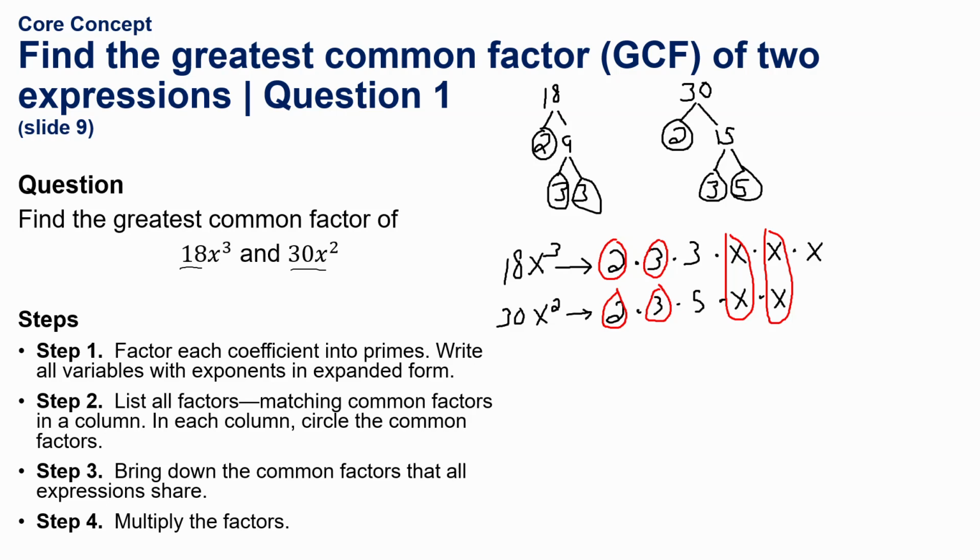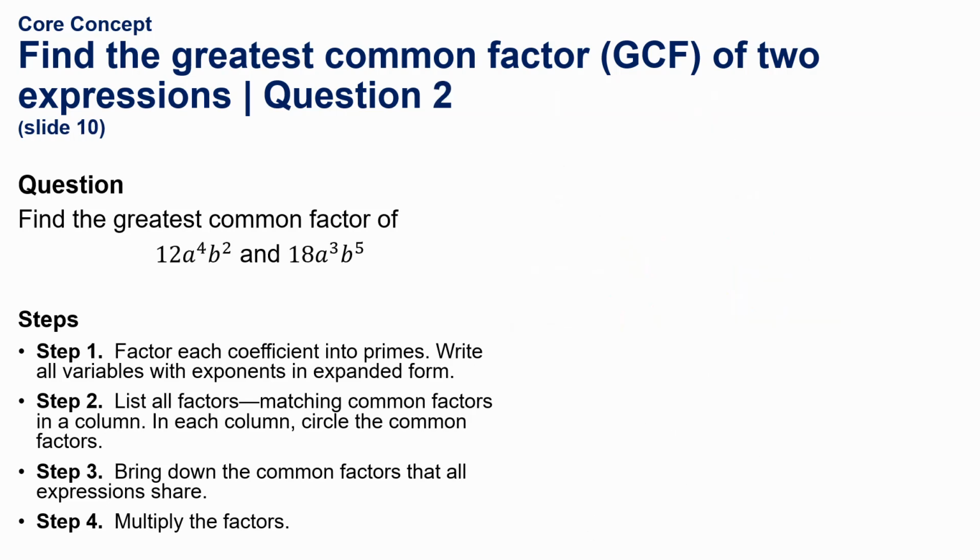So step 3, bring down the common factors that all expressions share. Well, we have 2 times 3 times x times x. Then step 4, multiply the factors. So we're going to multiply 2 times 3. These are the two whole numbers we can multiply. And then x times x, which is x squared. And that is our answer for question number 1.